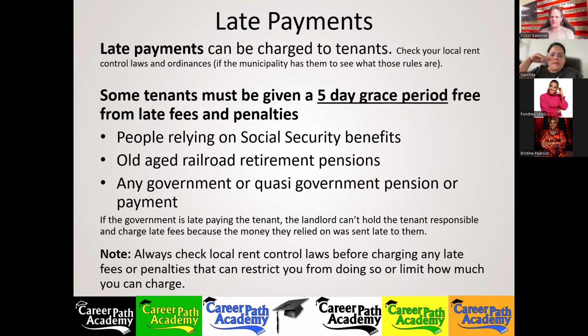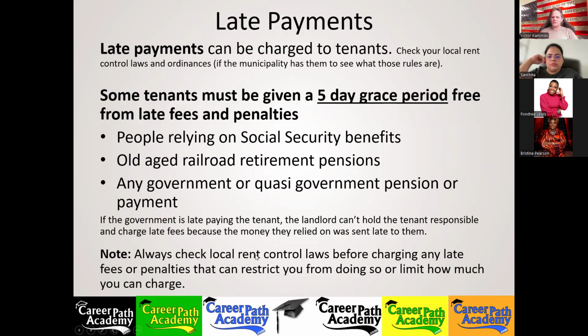And if the government pays you late, or your pension program coming from the government, Social Security payments or whatever, usually rental subsidies are paid directly to the landlords through direct deposit, so that's not an issue that comes from the tenant. But if part of the rent needs to be paid by the tenant and the tenant is relying on a payment from the government, then landlords must give them a 5 day grace period free from any late fees or penalties. Okay.